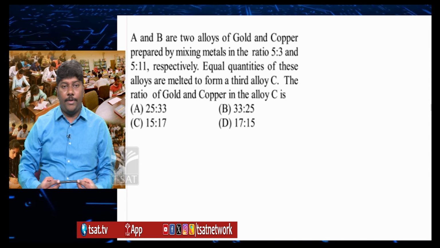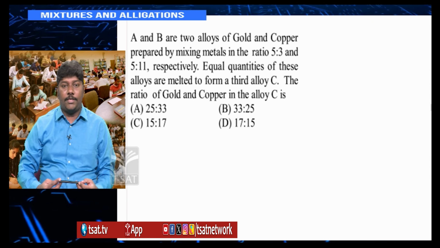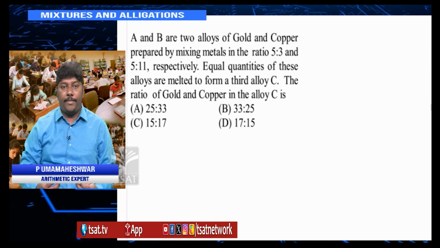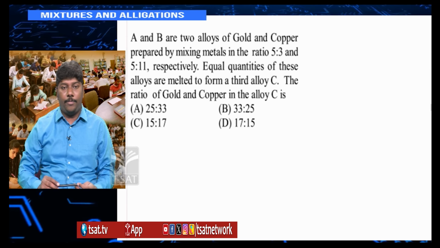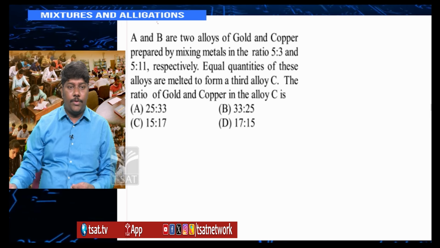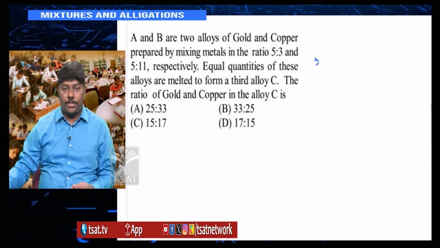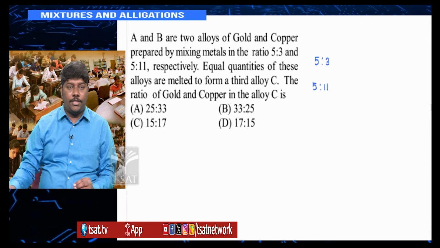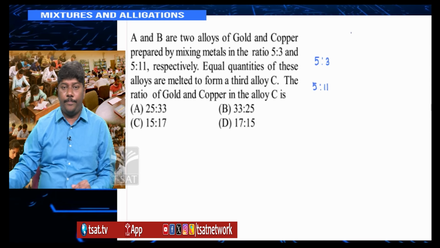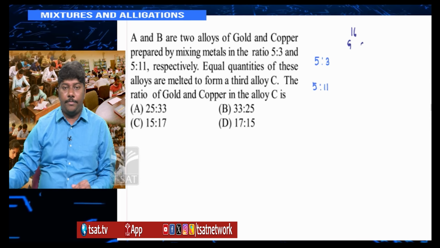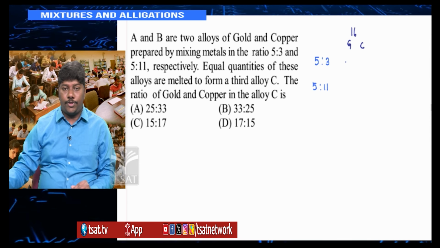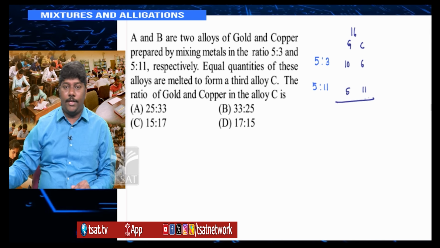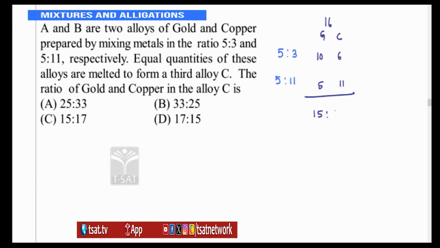Next one, A and B are two alloys of gold and copper prepared by mixing metals in the ratio of 5:3 and 5:11 respectively. Equal quantities of these alloys are melted to form a third alloy C. Find the ratio of gold and copper in the third alloy C. So here when they say equal quantities, this is also a kind of mixture. We have seen a lot of problems based on this. You take any number which is a multiple of 8 and 16. Take 16, how much gold and how much copper? 8 parts is 16, means each part is 2. Therefore take 10, 6, 5, 11. What is gold in the resulting mixture? 15. What is copper? 17.